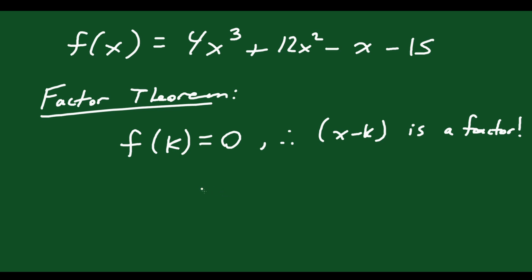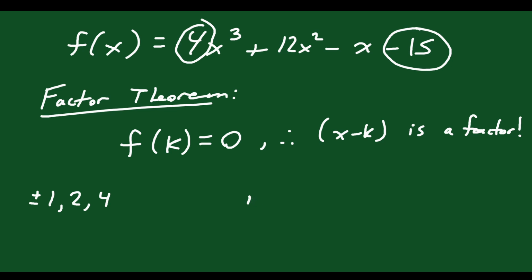So what do we do? Well, we have to look first at all the factors of the first coefficient, the 4. What are all the factors of 4? Well, you could have plus or minus 1, 2, and 4, right? Then you look at all the factors of the last number, the negative 15. What are all the factors of negative 15? Well, you have plus and minus 1, 3, 5, and 15.